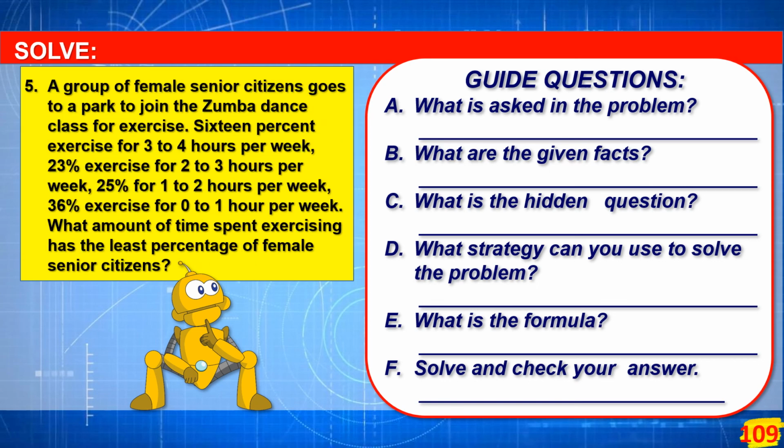For problem number 5, a group of female senior citizens goes to a park to join the Zumba dance class for exercise. 16% exercise for 3 to 4 hours per week, 23% exercise for 2 to 3 hours per week, 25% for 1 to 2 hours per week, 36% exercise for 0 to 1 hour per week. What amount of time spent exercising has the least percentage of female senior citizens?